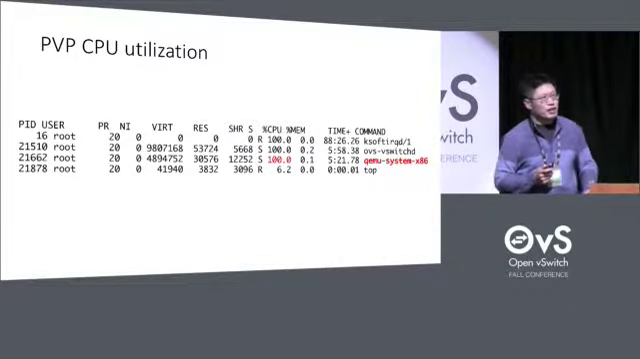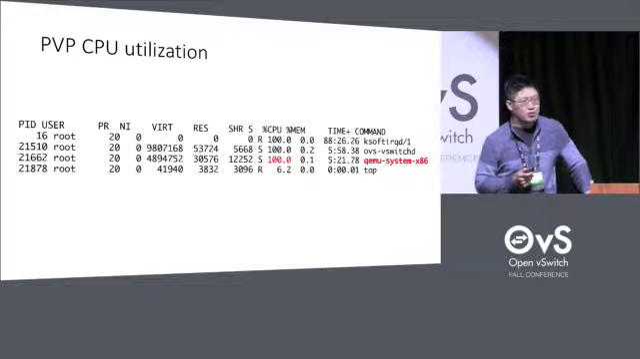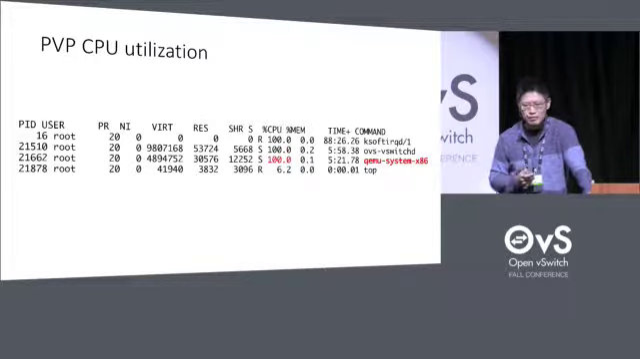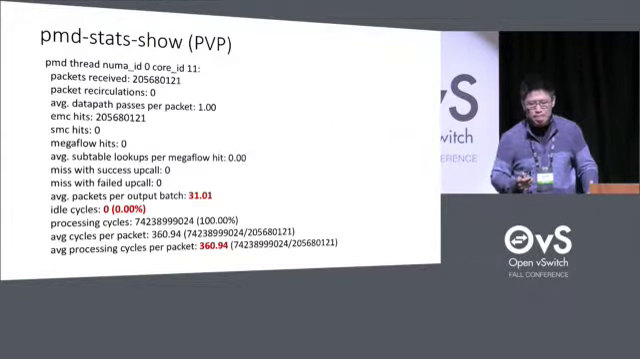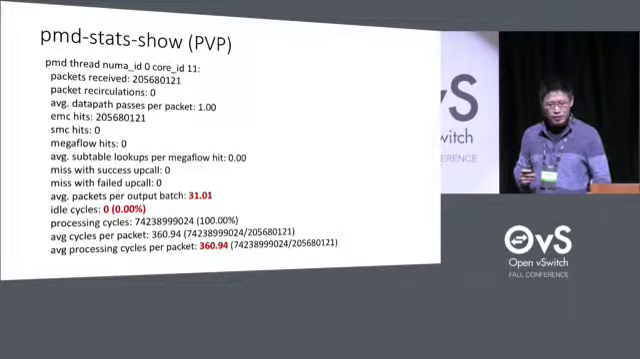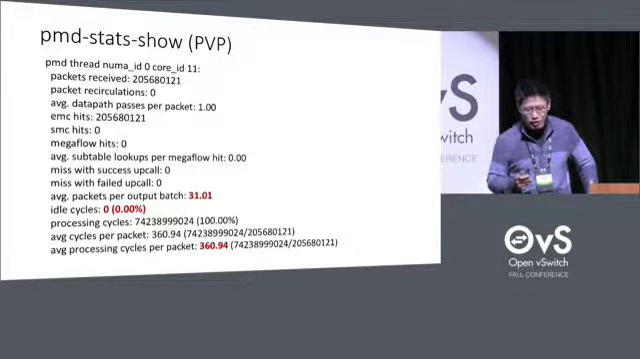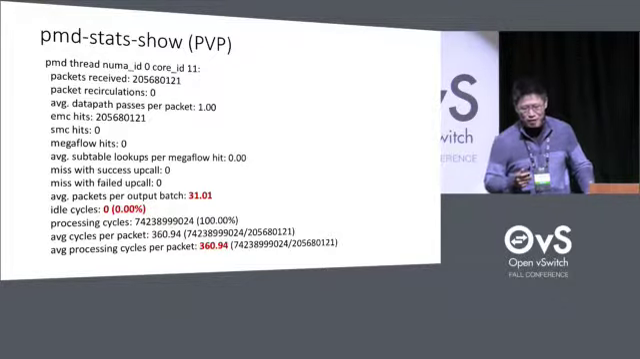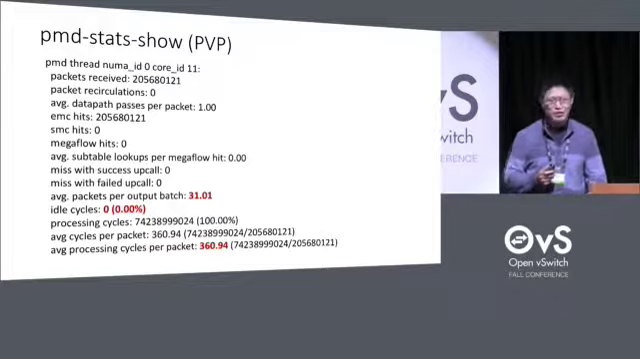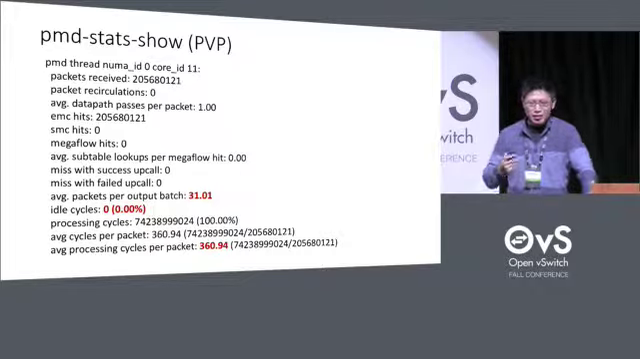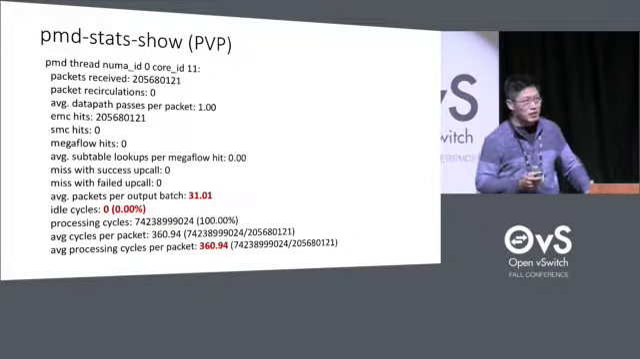So first, CPU utilization. This time we use 300%. So one extra 100% is the QEMU system running, which runs the virtual machine. Then again, PMD stats show, this time the average packets per batch is a little better, 31. There's no idle cycles, and this time the cycles per packet increased to 360.